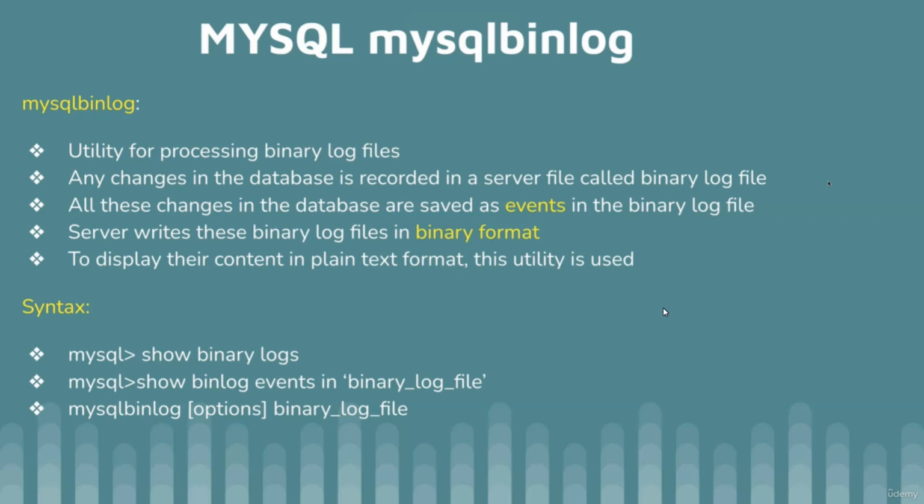We can first check all the binary log files that exist on the system by running the command show binary logs. We can also run the command show binlog events in a specific binary log file to view all the events in that particular binary log file. We can also run this mysqlbinlog utility, and we provide one binary log file or more than one binary log file to have the result in a simple plain text format.